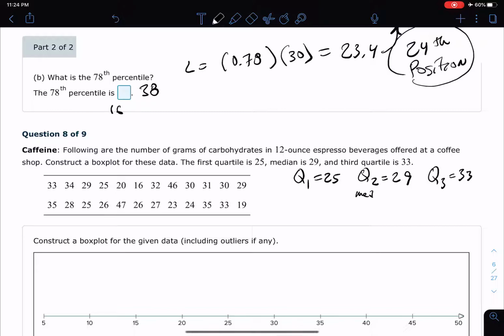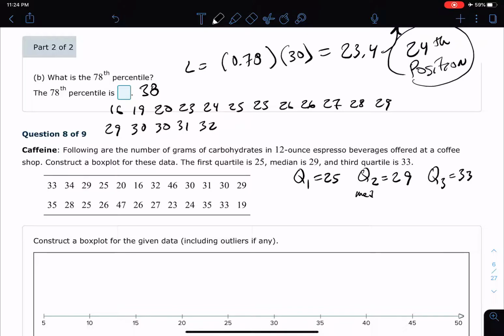So we've got 16, 19, 20, 23, 24, 25, another 25, 26, another 26, 27, 28, 29, another 29, 30, 30, 31, 32, 33, 33, 34, 35, 35, 46, 47.